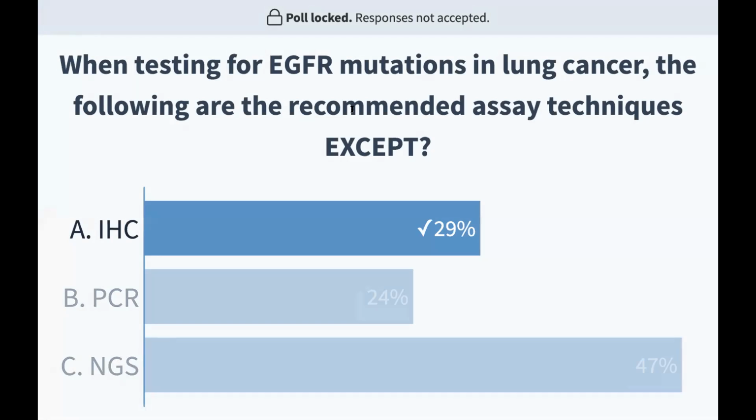So the answer is letter A, immunostain. According to the guideline, it is not appropriate to use immunostain, including the mutant-specific immunostain, in selecting anti-EGFR treatment for lung cancer patients, because the targetable mutation has no bearing on the extent of the expression of the cell surface, which is what is detected by the total EGFR immunostain.